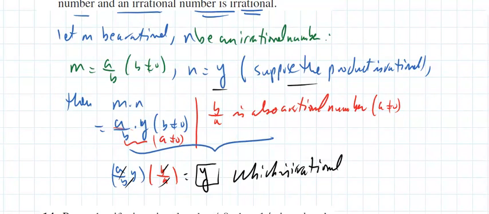So since this is a contradiction, therefore x, a over b, y must be irrational.